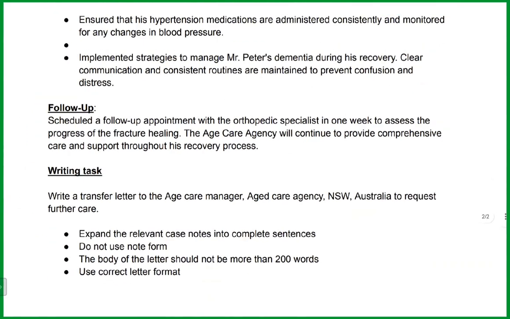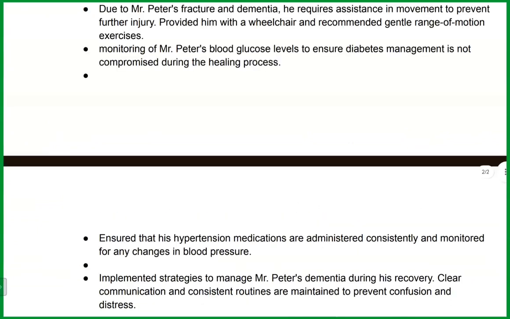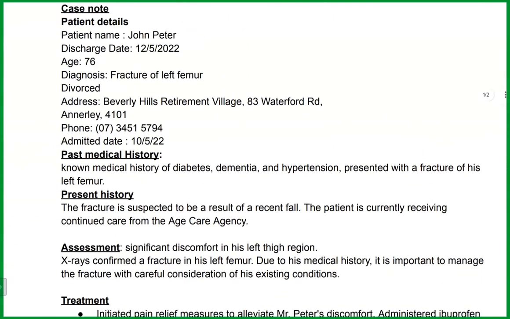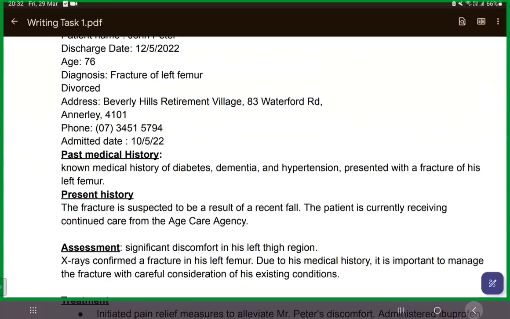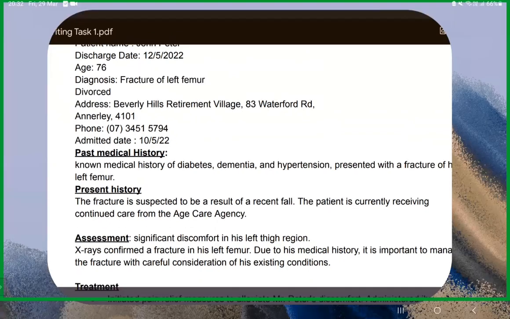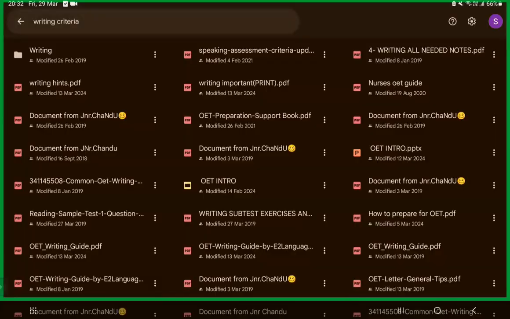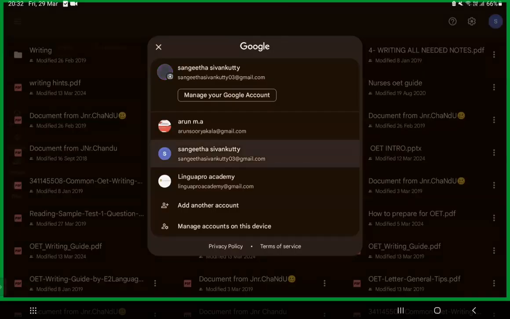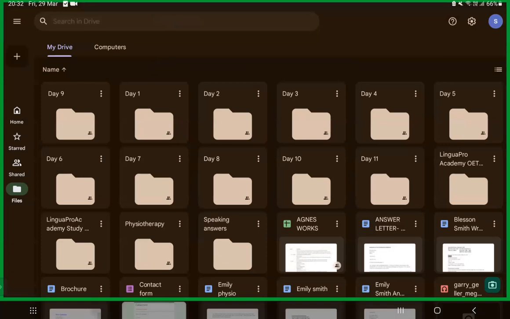So these are the relevant data. In this letter, the social data and the past history are the irrelevant details, because the patient is already known to the aged care manager, because the patient is already under the care of the aged care agency. So we don't need to include the social history and the past medical history again. Now we can see a sample letter, like the answer letter of this one, so that you will get clear information.